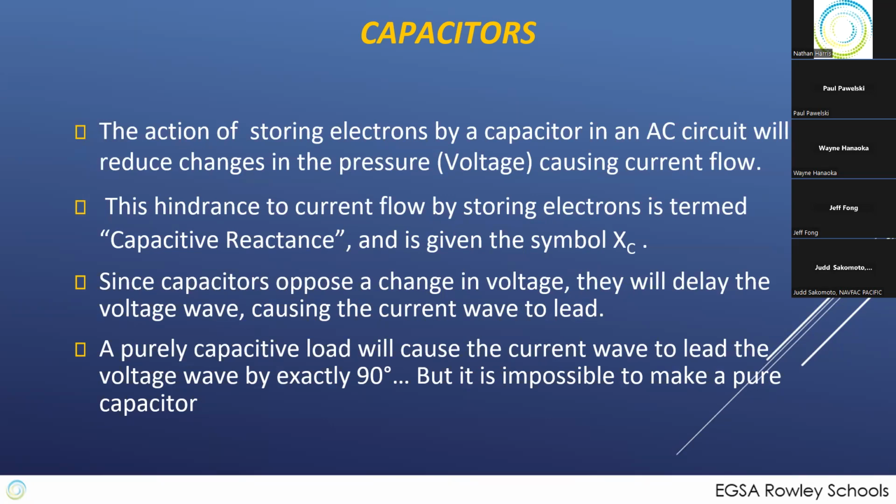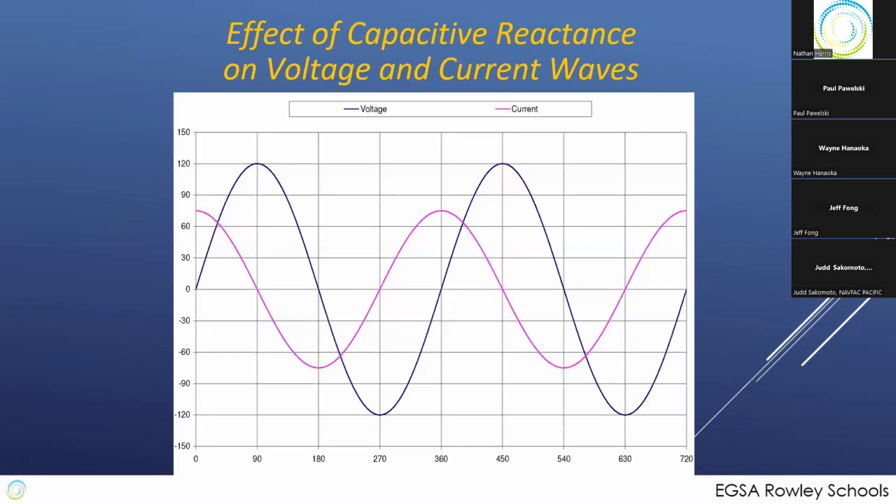That's the voltage. Hindrance to current flow is termed capacitive reactance and given the symbol X sub C. Since capacitors oppose a change in voltage, they'll delay the voltage wave relative to the sine wave if you put them in an AC system. Now, if we could make something that was a pure capacitor, had no resistance in it at all, it would offset the voltage by exactly 90 degrees. So here's an example of that idealized one.